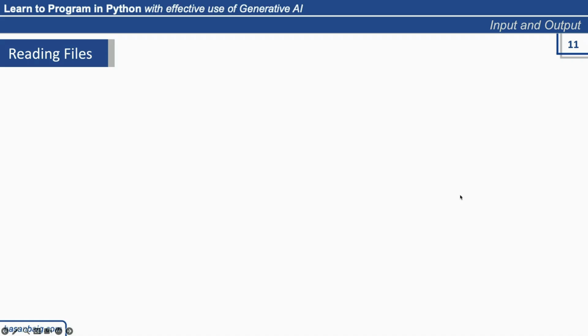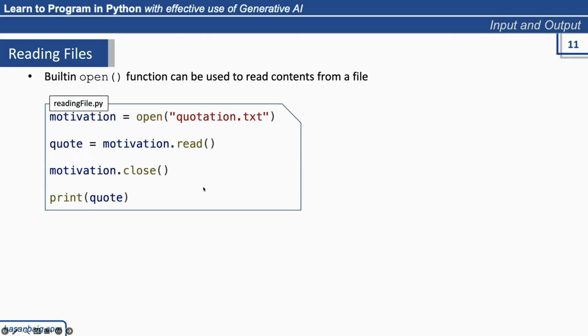So first, let's talk about reading files. The built-in open function can be used to read contents from a file. Let's take an example. This is a file named reading_file.py. We are using the open function, specifying the file that we want to open, and this function in turn creates an object. And we are giving it the name motivation. So now motivation is an object, okay?